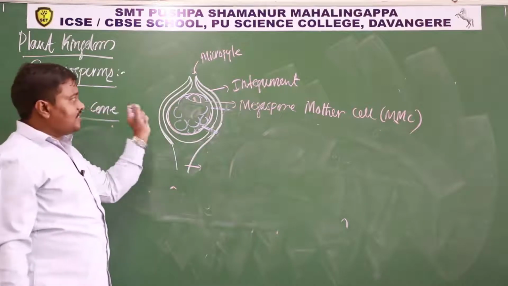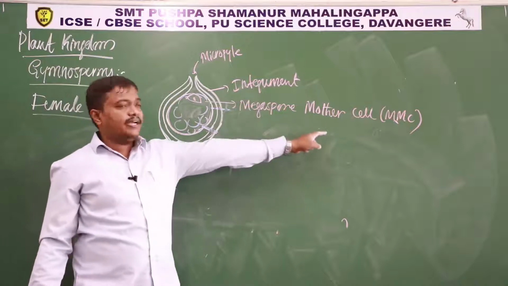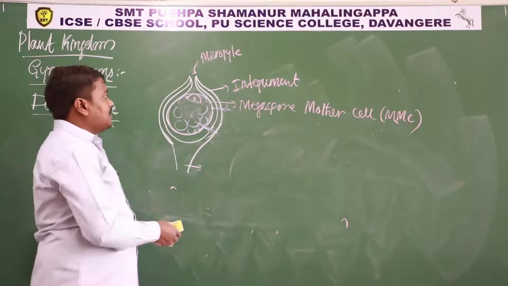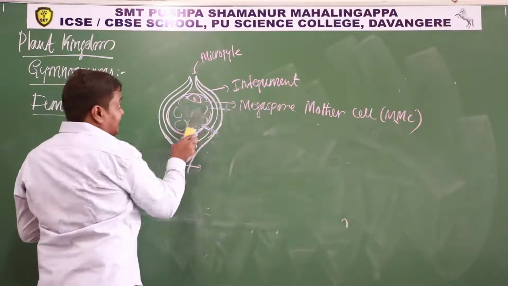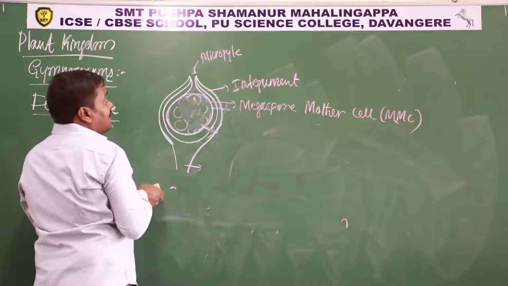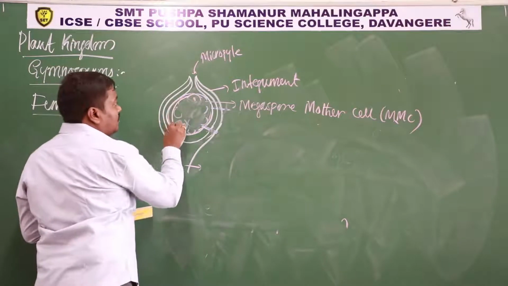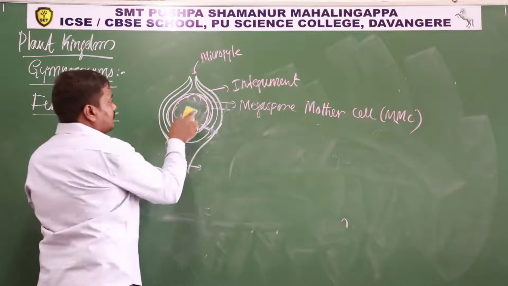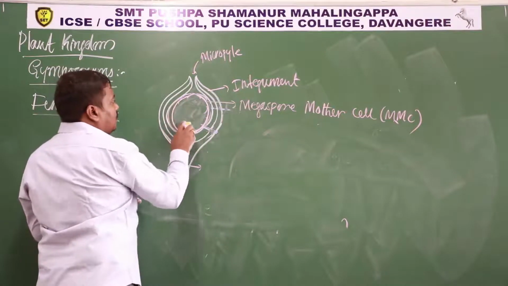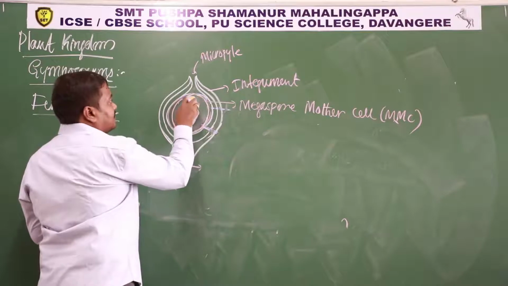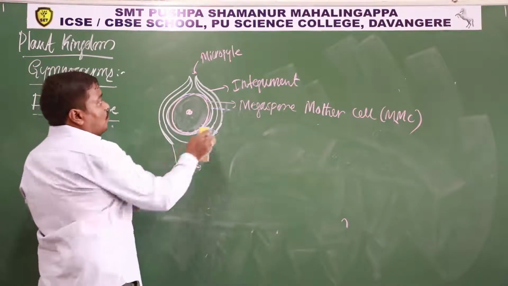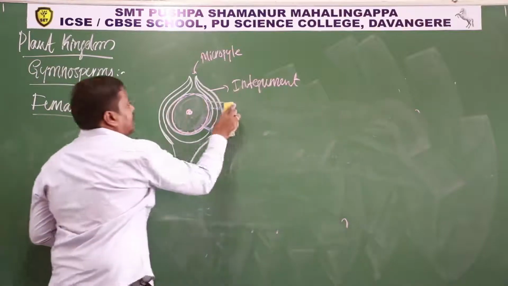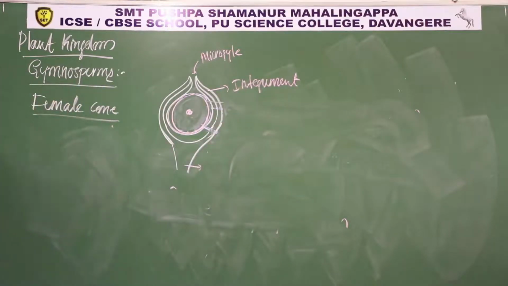Among the mass of cells, 1 cell is enlarged and becomes the megaspore mother cell. That megaspore mother cell undergoes meiosis to form the 4 cells. Among the 4 cells 3 degenerate, 1 becomes functional, and this cell enlarges like this. It undergoes enlargement like this, consisting of only 1 nucleus now, and it is haploid in nature.